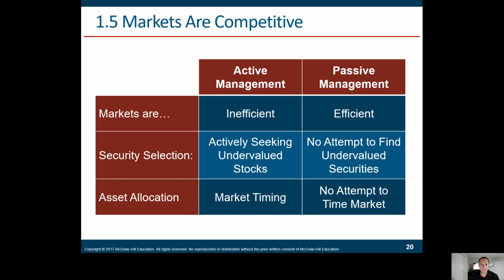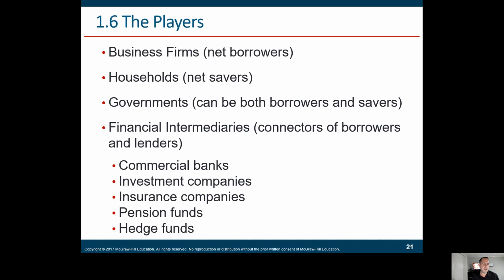You just go in. The players: business firms, they're net borrowers. Households, they're net savers. Governments can be both borrowers and savers. Intermediaries can be connectors of borrowers and lenders. That includes commercial banks, investment companies, insurance companies, pension funds, and hedge funds.